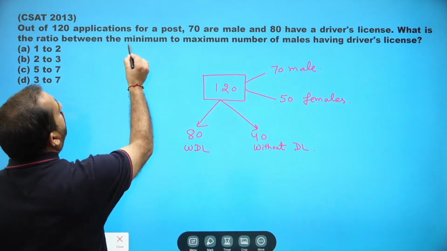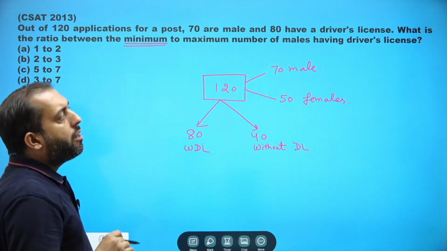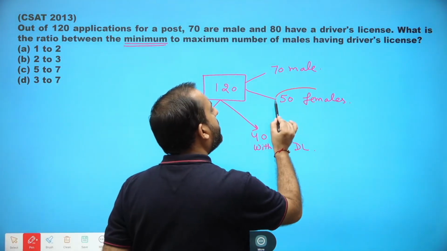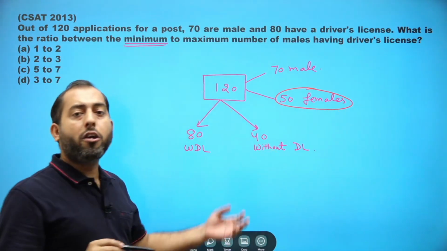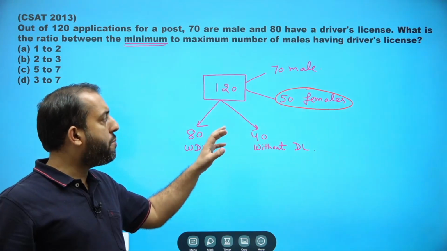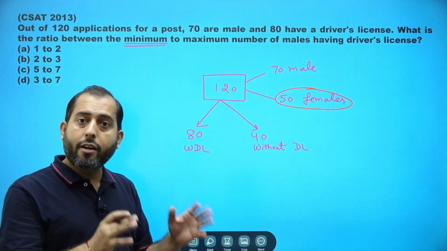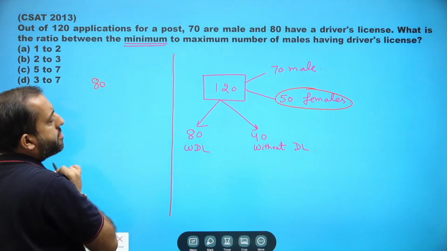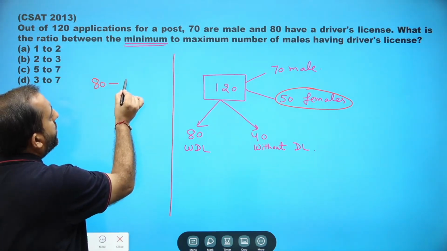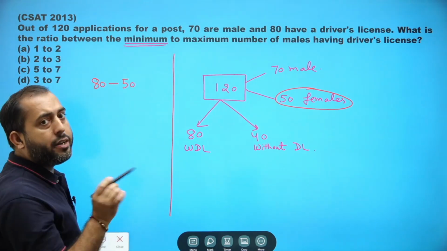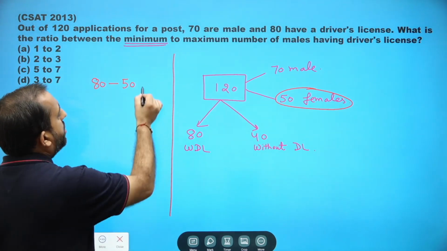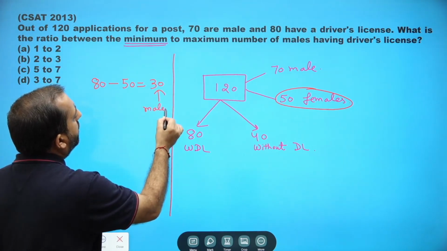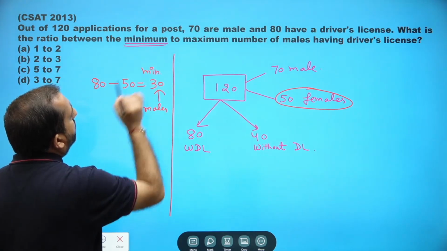What is the ratio between the minimum to maximum number of males having driver's license? If we want to find the minimum number of males, then all the females must have driving license. So total people with driving license are 80. Out of 80, we are assuming that 50 females have driving license. So the minimum number of males having driving license should be 30.